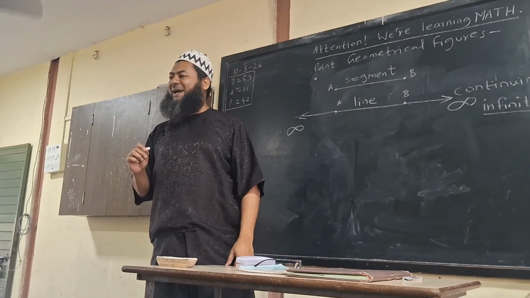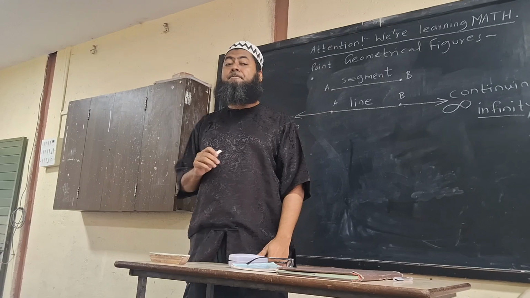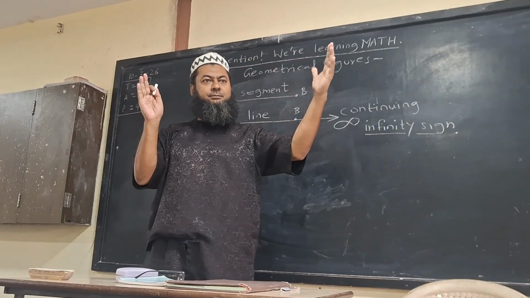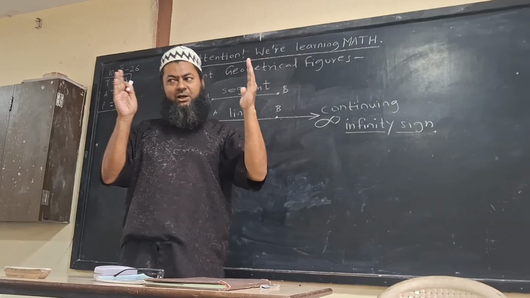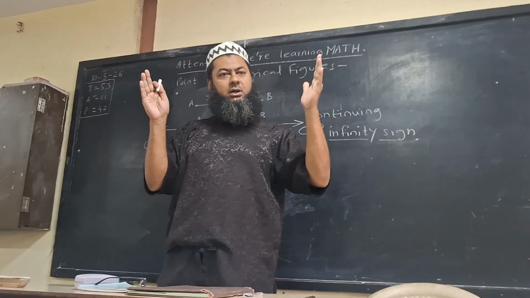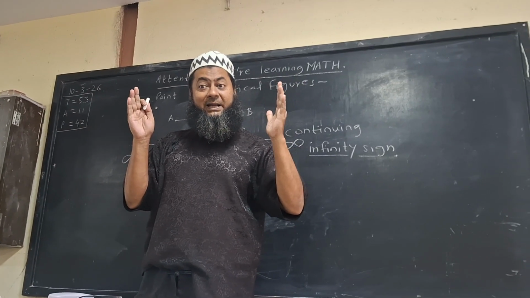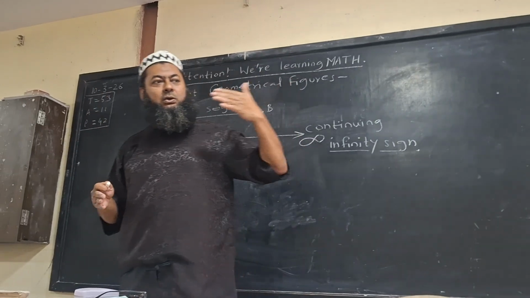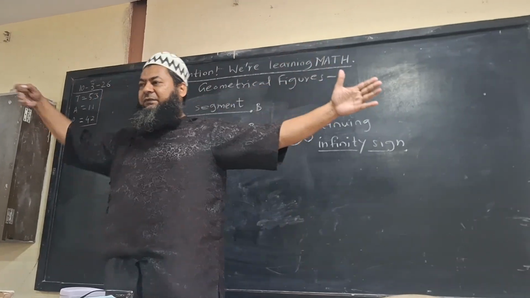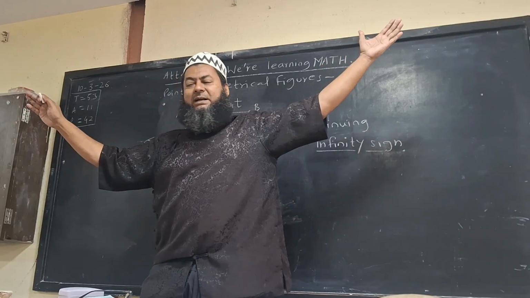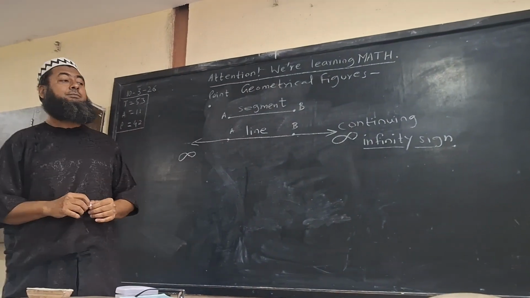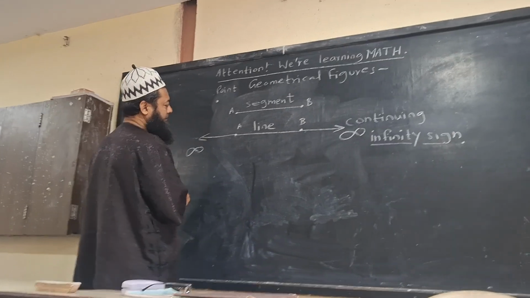So you got what is a line and what is a segment? A segment is limited. It ends here also and there also. But a line doesn't end. It just goes on going infinitely this side, infinitely that side, forever. That's called a line. Now next figure.